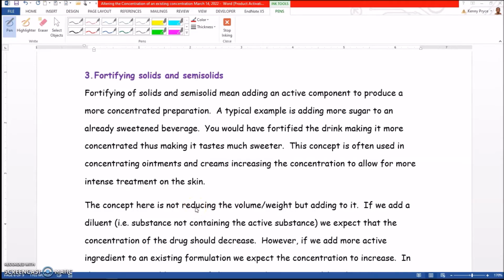Okay, for this lesson, we'll be looking at fortifying solids and semisolids. Fortifying of solids and semisolids simply means adding an active component or an active ingredient to produce a more concentrated preparation. So it's like you adding sugar to an already sweetened drink, but because the drink might not be to your liking, you add a little bit more sugar to make it a little bit more sweet. That's the concept of it. You're adding excess active ingredient to make the existing formulation more concentrated.